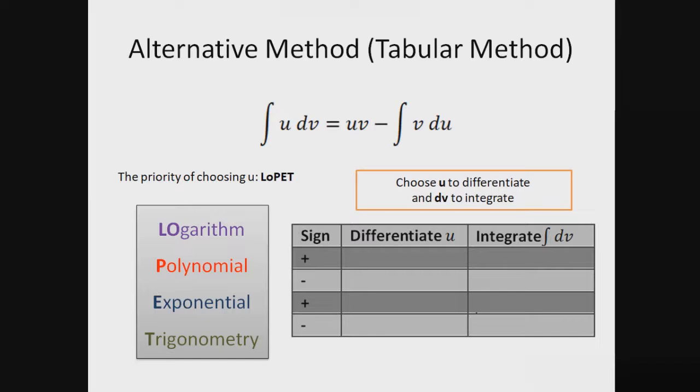There is another alternative method which is known as the tabular method. The priority of choosing u is also similar, which is LIATE. But in this alternative method, we should create a table first. The left column is sign, where we need to put positive and negative repetitively. In the middle of the table, we differentiate u. And in the last column, we let dv and integrate dv. And then we connect them with an arrow, along with the connected sign.